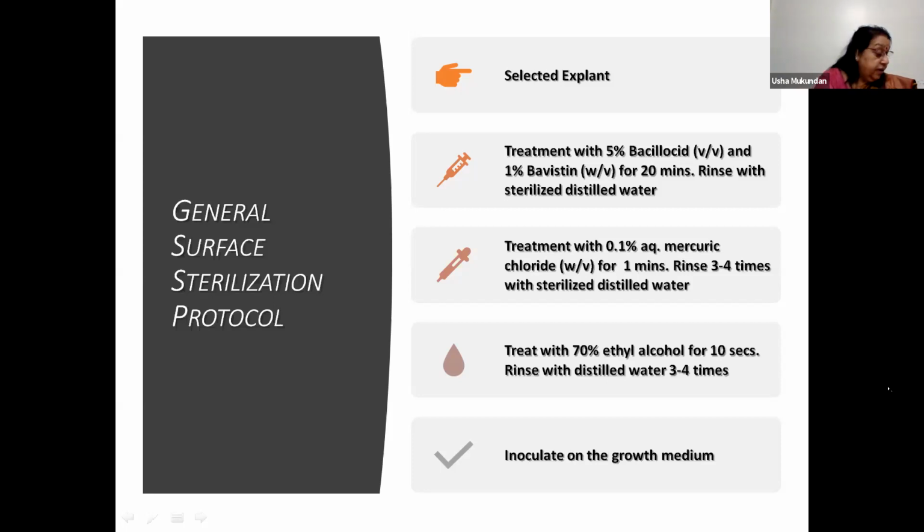Antiseptic is a chemical which is applied to the body surface to destroy or inhibit vegetative pathogens. Sanitization means what? A cleansing technique that removes microorganisms and debris from inanimate surfaces. So you decontaminate a surface.